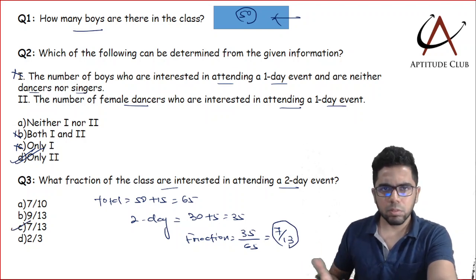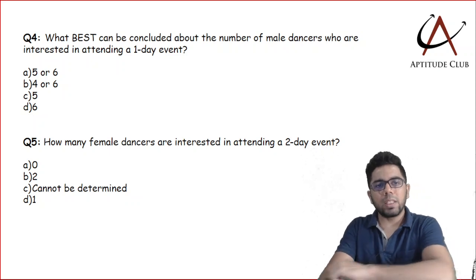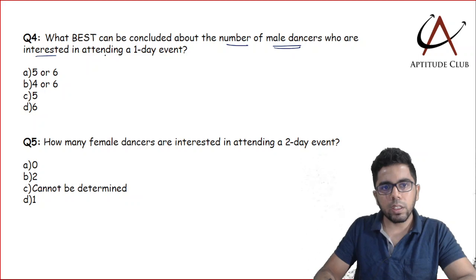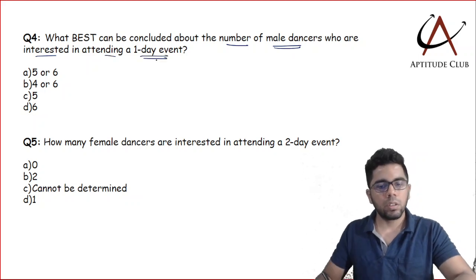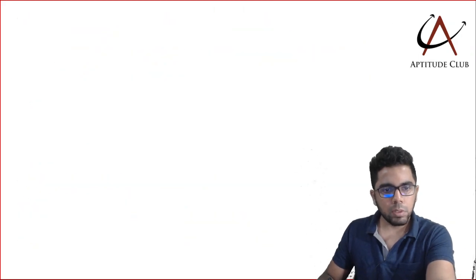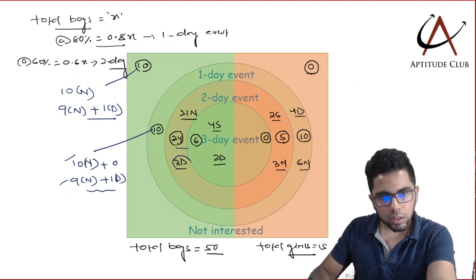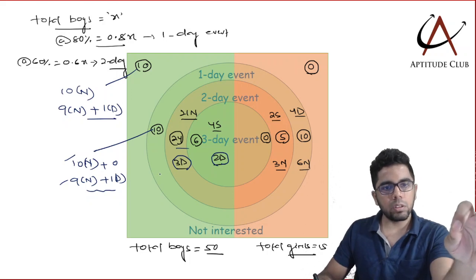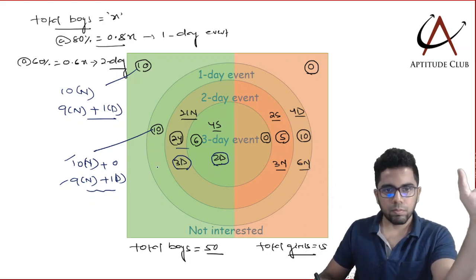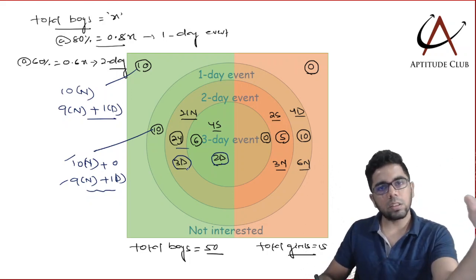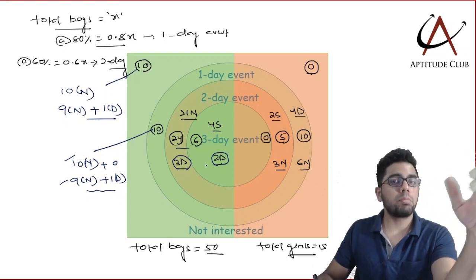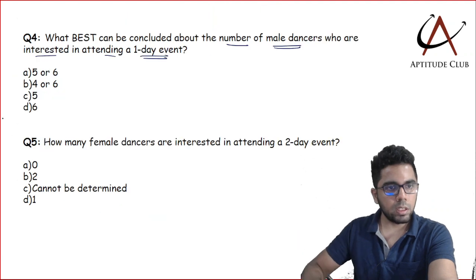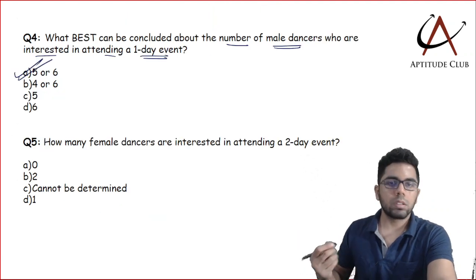Now the whole set, it will be very easy to solve. What best can be concluded about the number of male dancers who are interested in attending a one-day event? Already I am seeing that 5 dancers are coming to the one-day event, 3 dancers plus 2 dancers. But that last dancer could be a part of this one-day event or may not be. So total male dancers coming to the one-day event is definitely 5, but maybe 6. So my answer here is either 5 or 6.